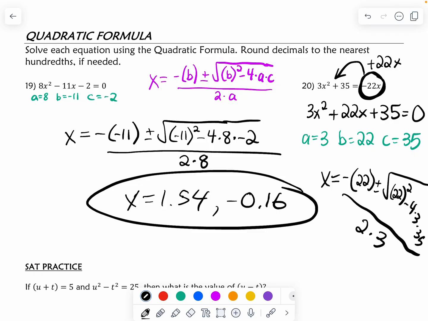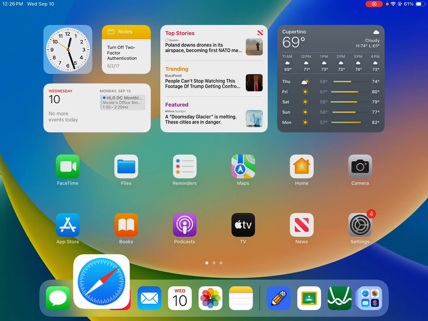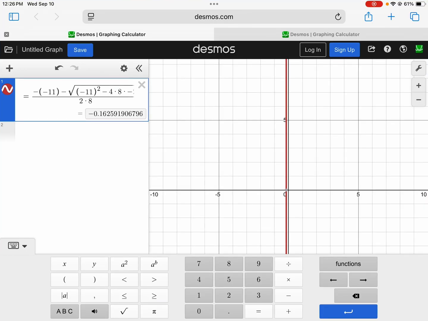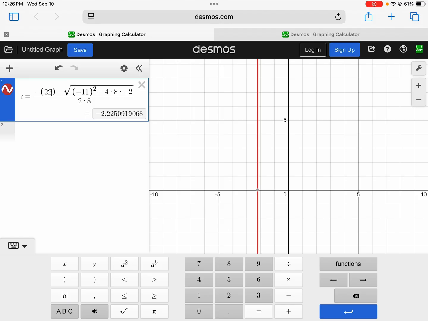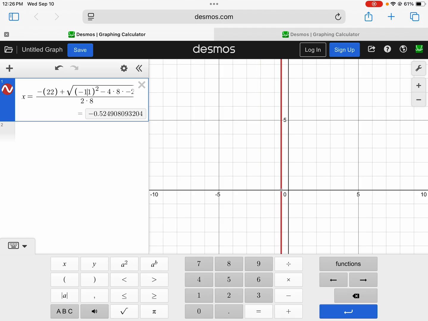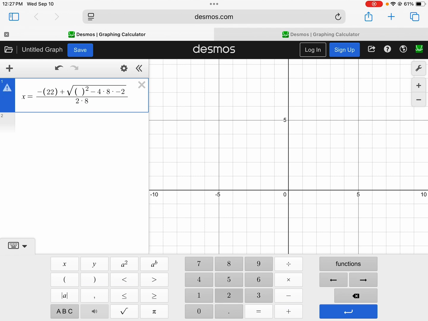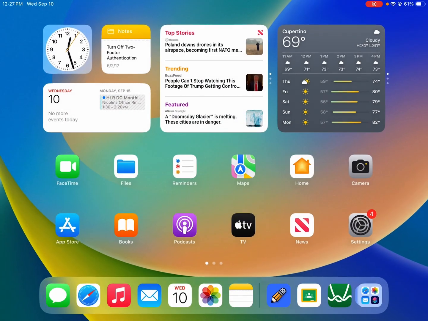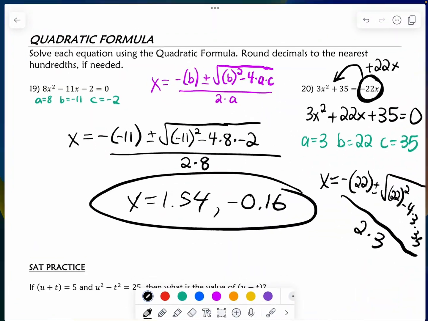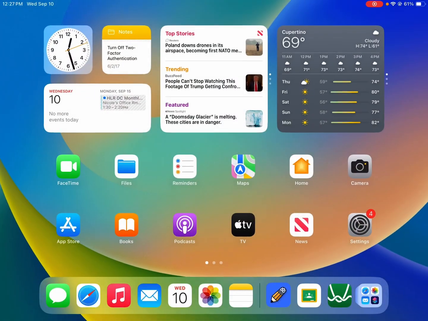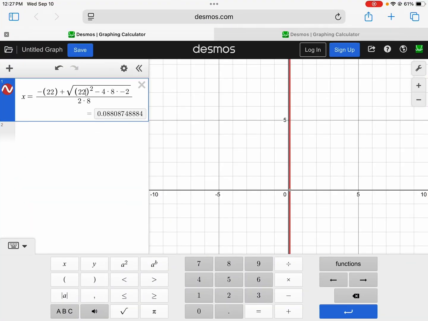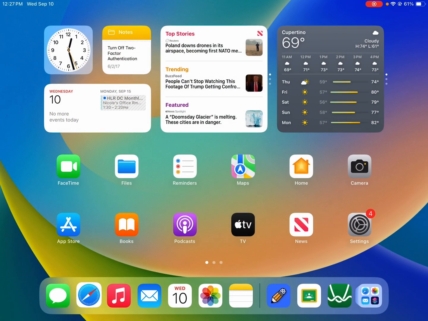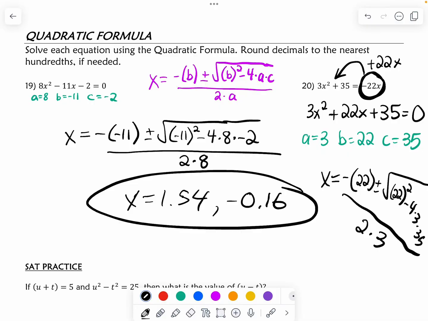Okay, and then we go back to our calculator and type that in. So I'm just going to change what I already had in there. So it was negative and then 22. We'll start with plus. 22 squared minus 4 times, sorry, A was 3, C was 35. All over 2 times A, so 2 times 3. And I get negative 2.3 repeating. So we're going to put negative 2.33.